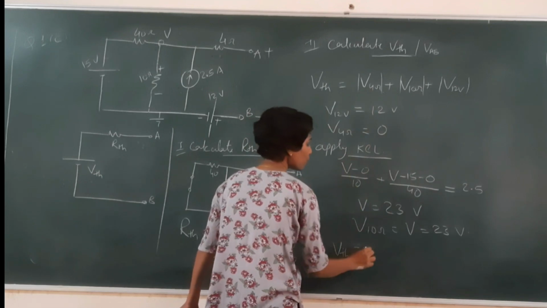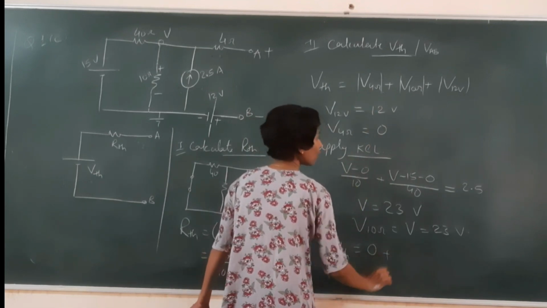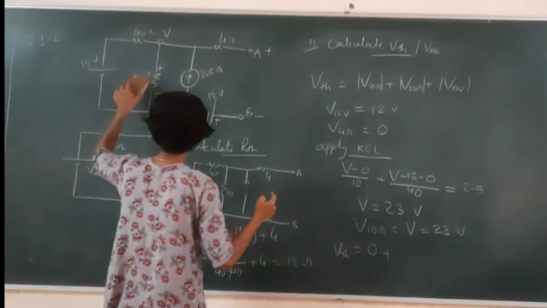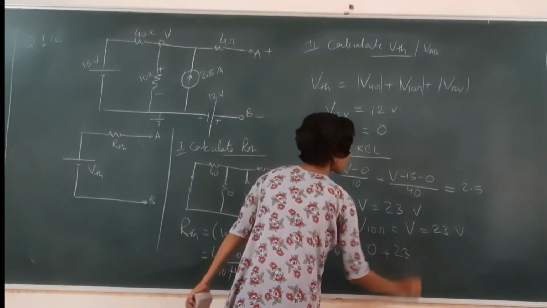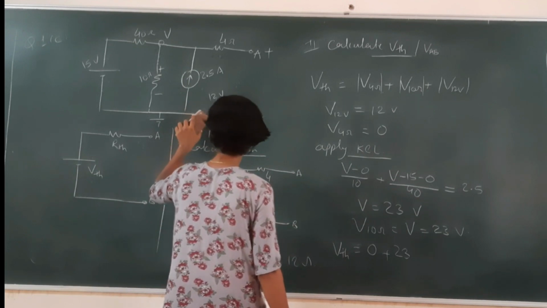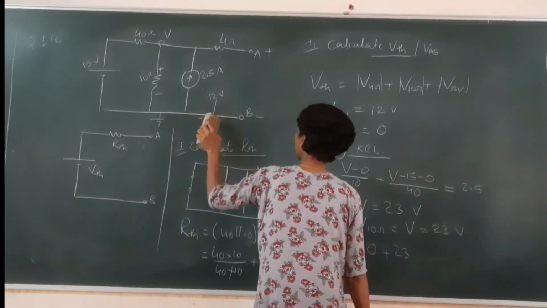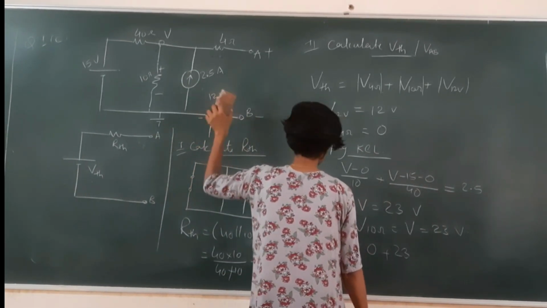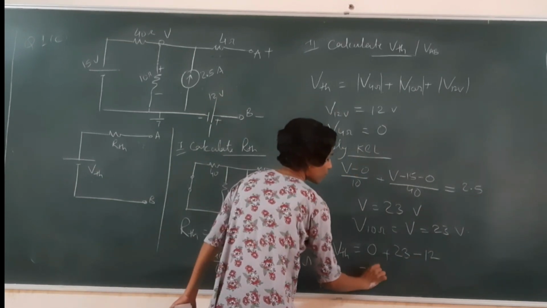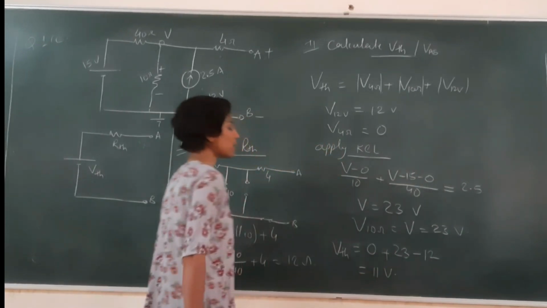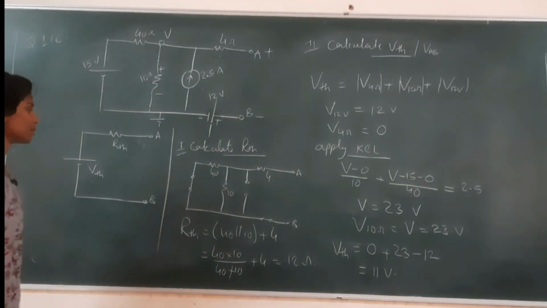First, the voltage across the 4 ohm resistor is 0, okay? Now what is the voltage across the 10 ohm resistor? This. Check the polarities, it will be taken as plus 23, okay? What about the voltage across this element? That is the battery 12 volt, and according to the polarity connection it will be taken as negative, minus 12, okay? So what value are we getting here? 11 volts. That is the value of VTH for this particular question, right?